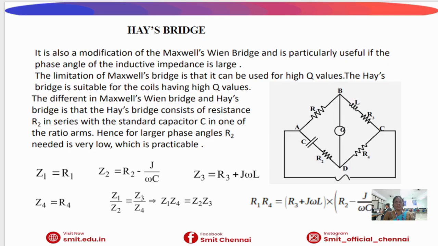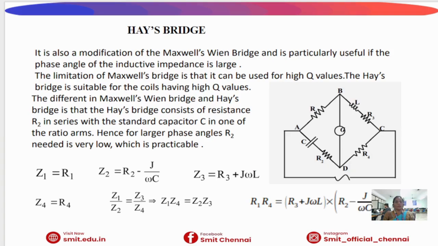One limitation of Maxwell bridge is that it becomes less practical for high Q coils. To overcome this problem, Hay's bridge is used. So, Hay's bridge is suitable for measuring inductors having high Q values. A resistance R2 is connected in series with the standard capacitor C in one arm of the bridge. Because of this arrangement, the required resistance value becomes small, circuit adjustment becomes practical, and measurement accuracy improves for high Q inductors.